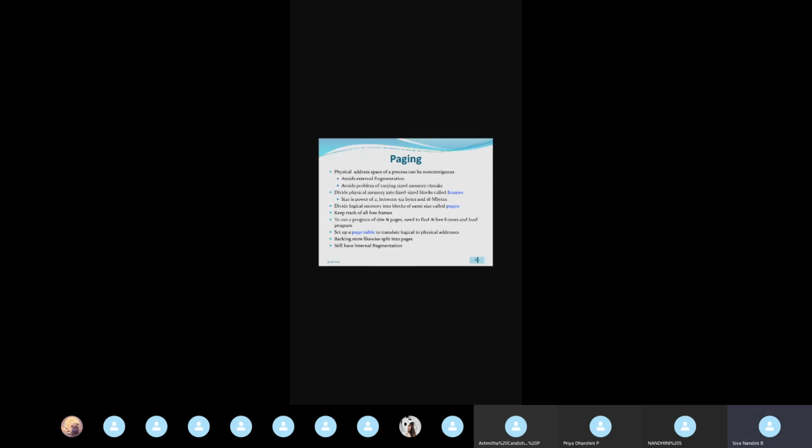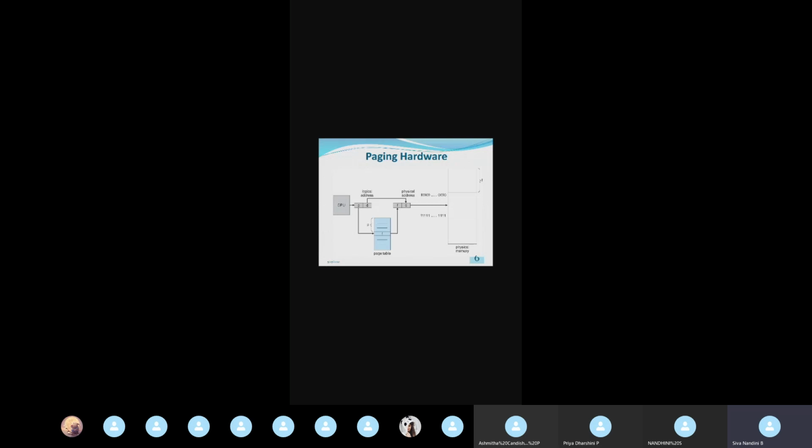In segmentation we saw the segment table. That segment table holds the base register and limit register of all the segments in a particular program. This page table will help in translating the logical address to the physical address. We will see how this page table helps in translating the logical address into the physical address.